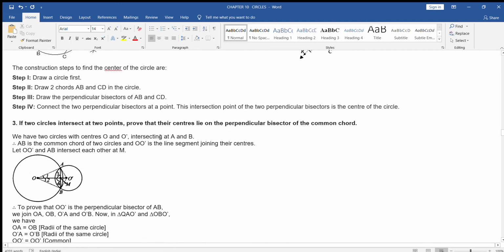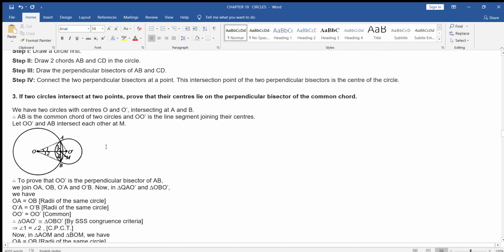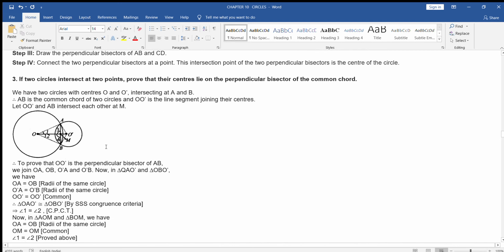Now the third question of this exercise, a very important question. Just see what is in this question. If two circles with centers O and O dash intersect at two points A and B, prove that their centers lie on the perpendicular bisector of the common chord. If you join AB, this is the common chord. You have to prove that OO dash is the perpendicular bisector of AB. Now see how you will prove it.